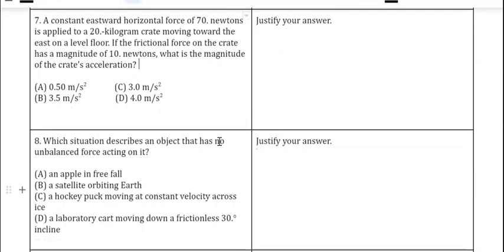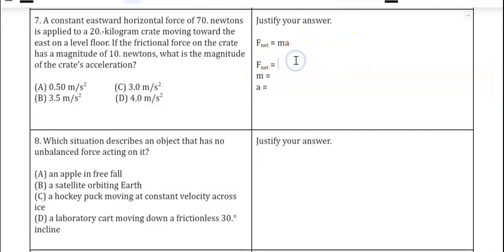Question 7. A constant eastward horizontal force of 70 newtons is applied to a 20 kilogram crate moving toward the east on a level floor. If the frictional force on the crate has a magnitude of 10 newtons, what is the magnitude of the crate's acceleration? In this case, we are going to be doing a calculation. I'm choosing the formula F net equals ma because I'm being asked for the acceleration and I was given two forces. So I'm going to have to combine them together and remember how to calculate net force before I can solve this question.